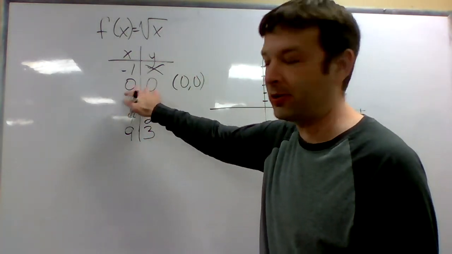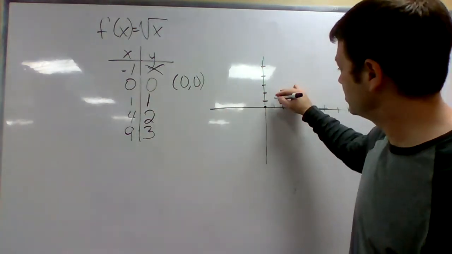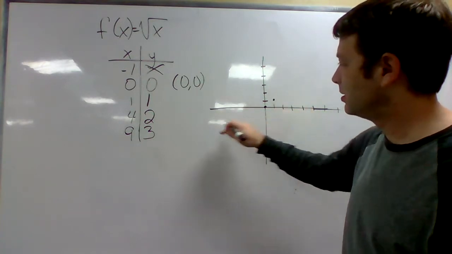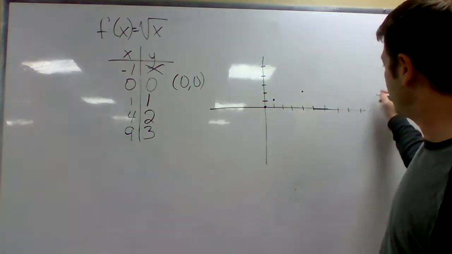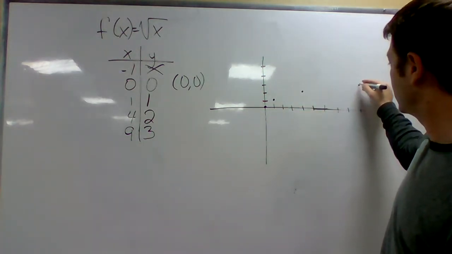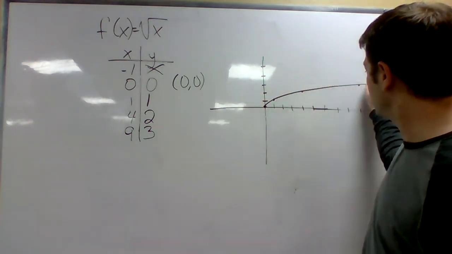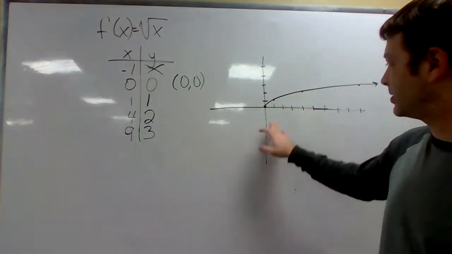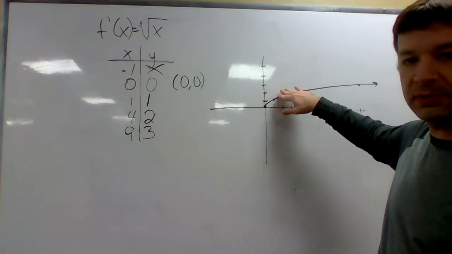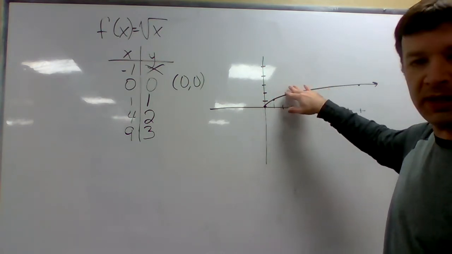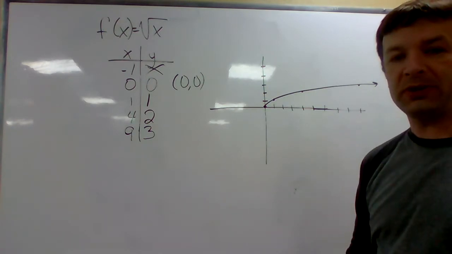All right, 0, 0 was my first point, right at the origin. 1, 1, 4, 2, and 9, 3. I went all the way out to 9 here. So if I drew in the lines between those points, it would look something like that. It has an endpoint over here at 0, 0, rises kind of quick at the beginning, and then it slows down as you keep going. So that's what a square root function looks like.